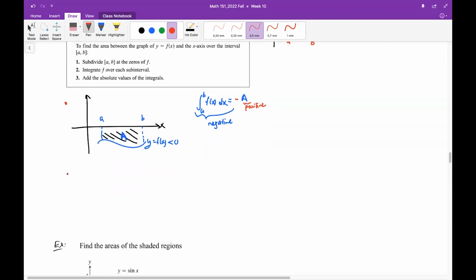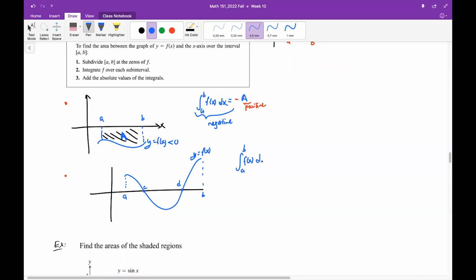Or your function may take sometimes positive, sometimes negative values like this, for example. Let's put here a function like this. And let's say we are interested in this interval from A to B. And let's name this point as C, this point as D. Now, if you integrate this curve y equals f of x, if you integrate f of x from A to B, then this result is, again, not exactly the same as the area under the curve, because as you can see, your function also gets negative values over the interval CD. The integration is negative there.